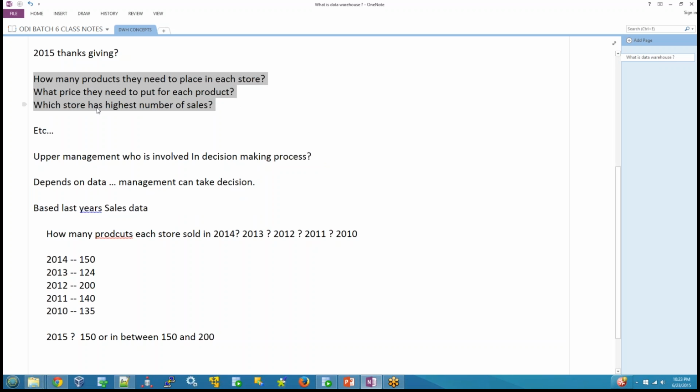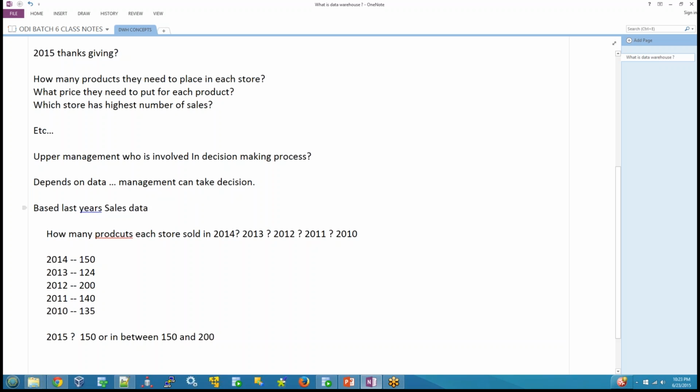See here, which store has the highest number of sales? They want to generate a report. The management cannot write a program to see the data. They want a report. These three questions' answers are your reporting. And here one important terminology you need to understand is the decision making process. And this is the last year's data.